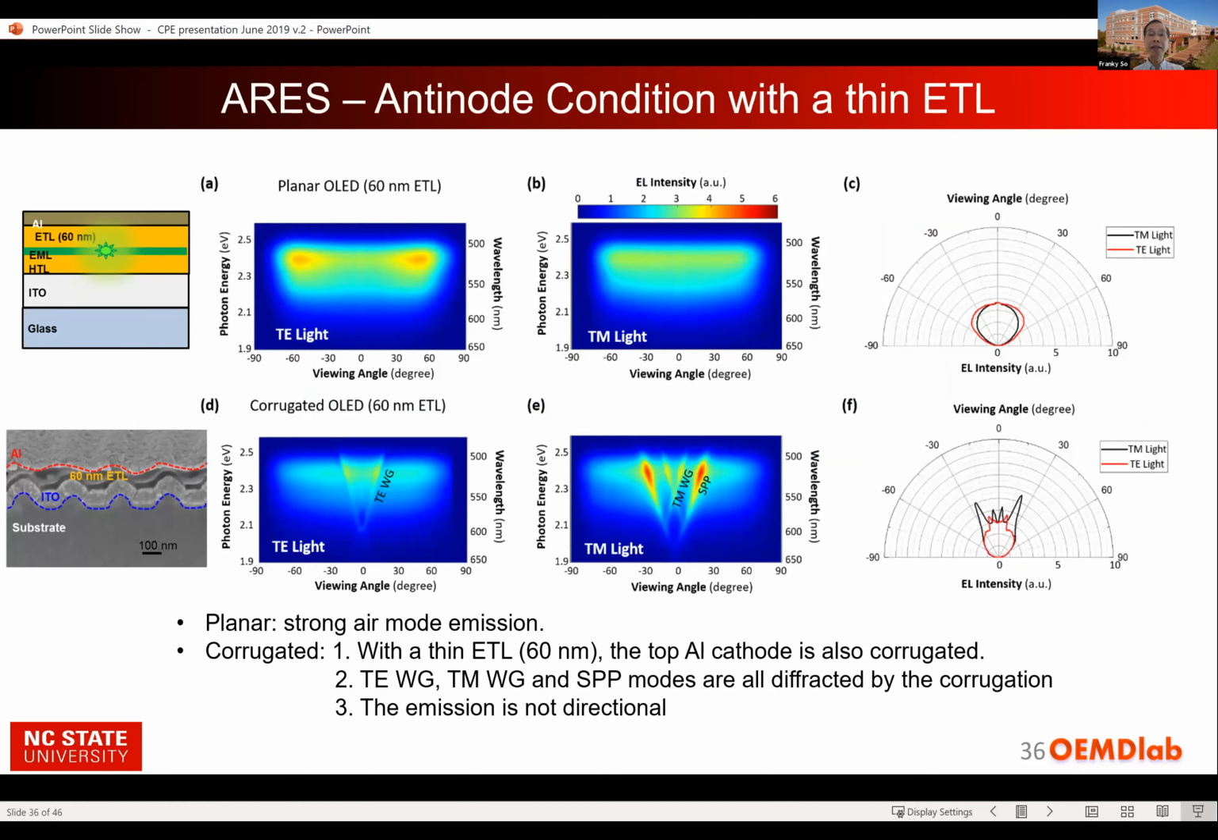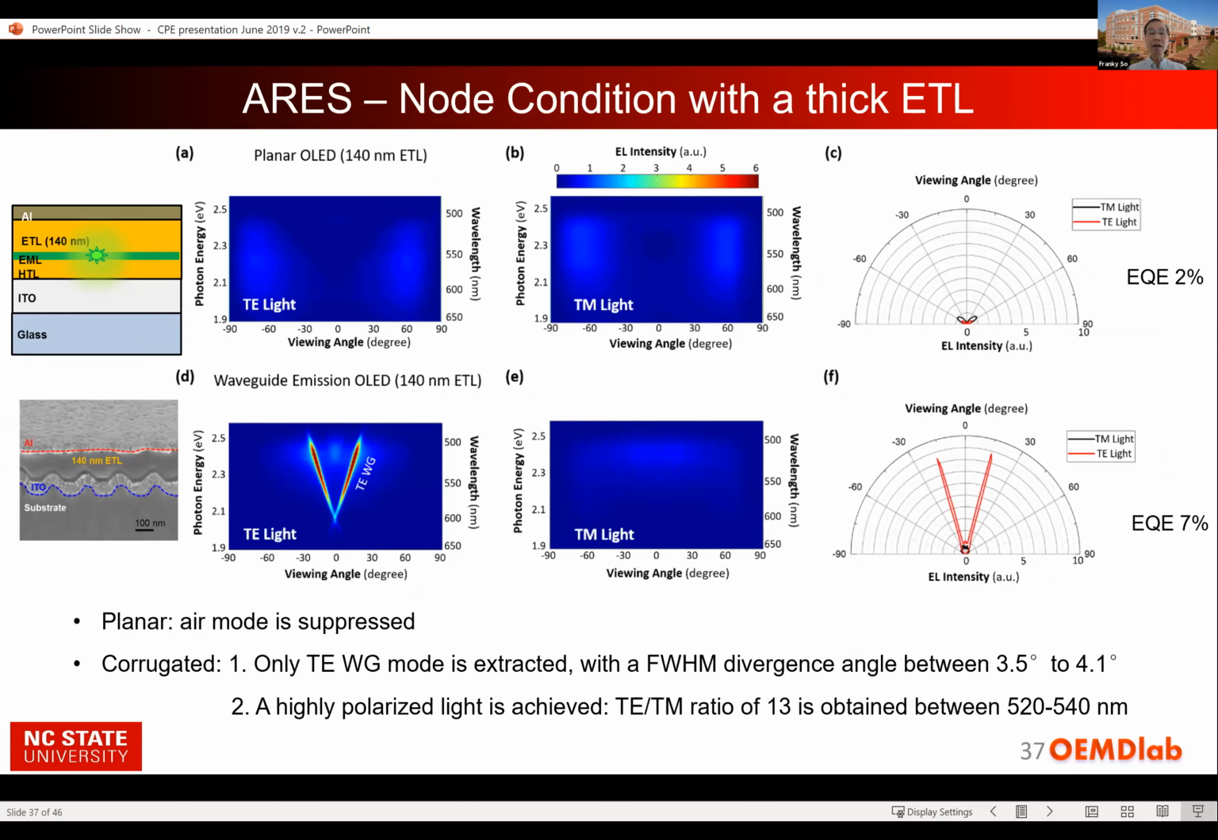And so what's the result? This is the ARES measurement with the device under anti-node condition. And you see, in a planar device, we see light emission with a typical Lambertian profile. When we make this device on a corrugated substrate, we get very little TE waveguide mode extracted, as I showed you previously, and then you get very strong diffraction from the SPP as well as the TM waveguide mode, because it is diffracted by the aluminum interface, and this is also shown in the mode profile. On the other hand, when we make it with a thick ETL layer on the planar device, we get very, very little. You hardly see any light emission, both TE and TM, or S and P polarized light.